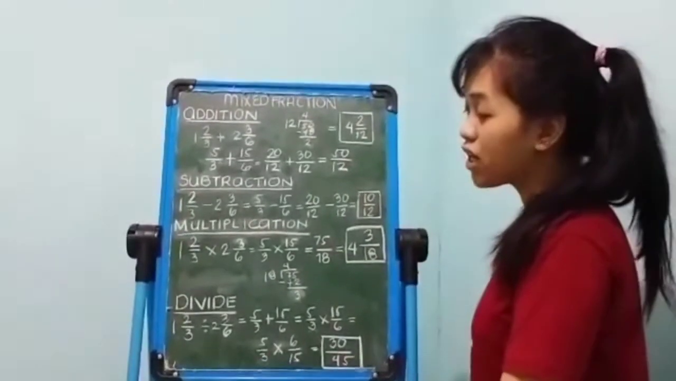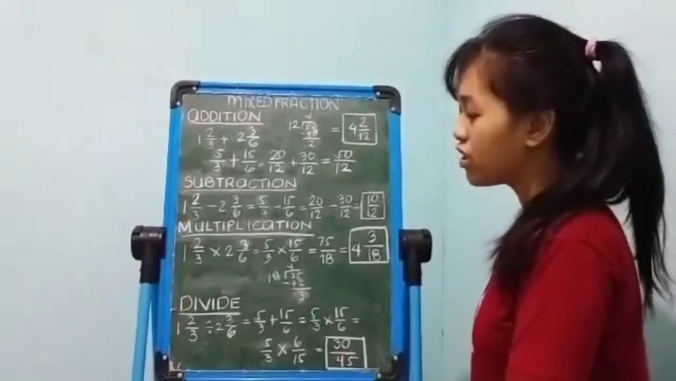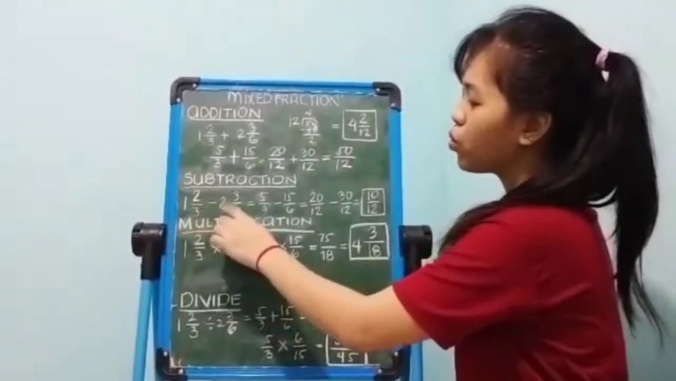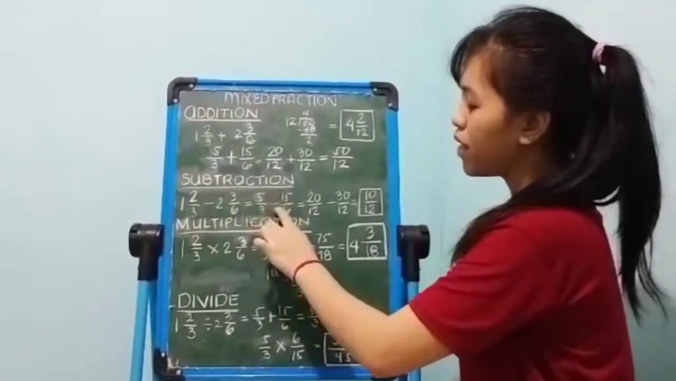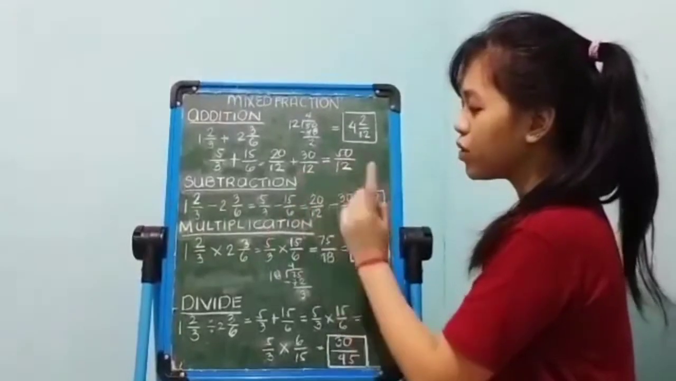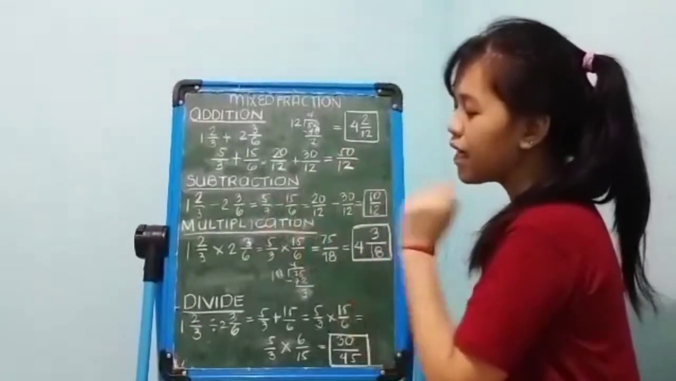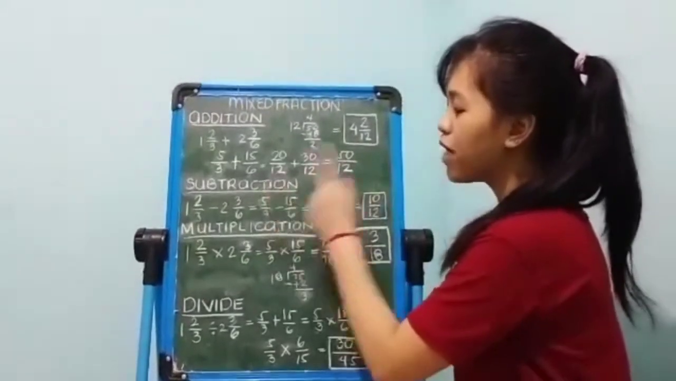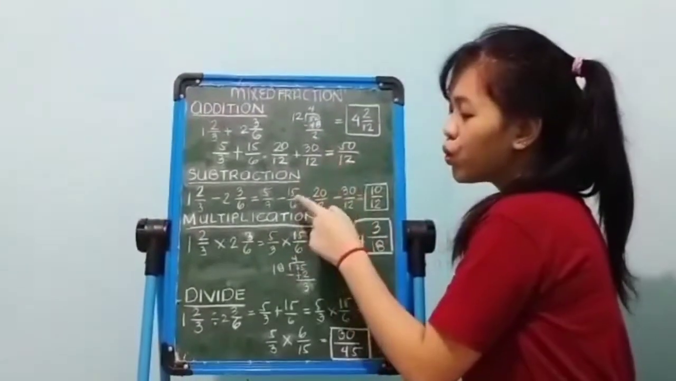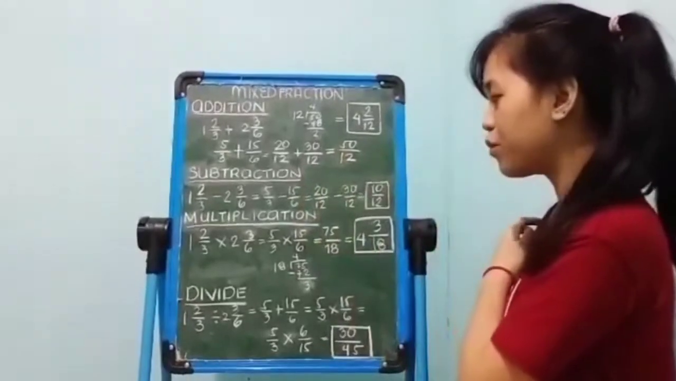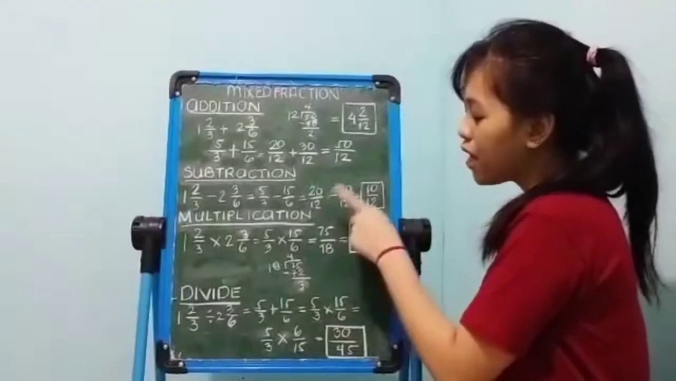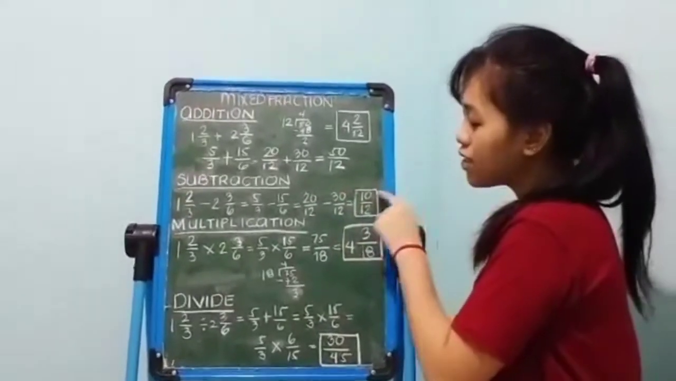Subtraction. In subtracting mixed fractions, change them into improper fractions. For example, 1 and 2 thirds minus 2 and 3 sixths is equal to 5 thirds minus 15 over 6. Since they have different denominators, find their LCD, which is 12. So 12 divided by 3 is equal to 4. 4 times 5 is equal to 20. 12 divided by 6 is equal to 2. 2 times 15 is equal to 30. Subtract. 20 minus 30 is equal to 10. Simply copy the denominator. So the final answer is 10 over 12.